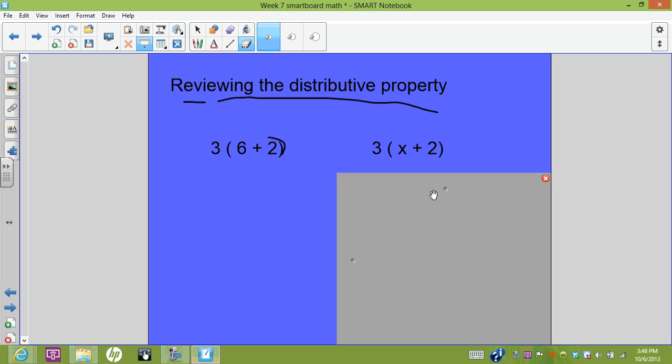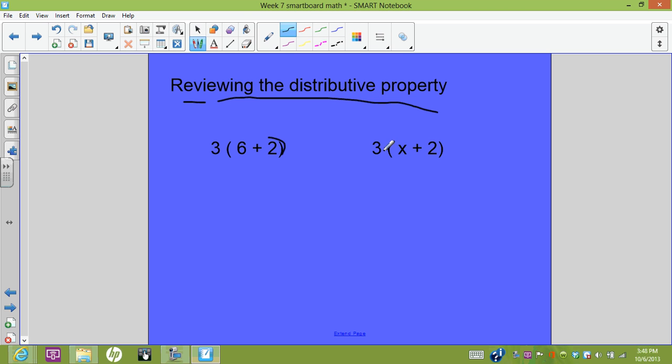Okay, so now let's actually apply our understanding of the distributive property to variable expressions that have variables. So we have 3 times x plus 2. Remember that the hidden operation between the 3 and the parentheses is multiplication. So we are going to use the same process for distributive property here. We are going to take the 3, distribute it to the x, and distribute it to the 2. So when I rewrite this, it's going to be 3 times x plus 3 times 2.